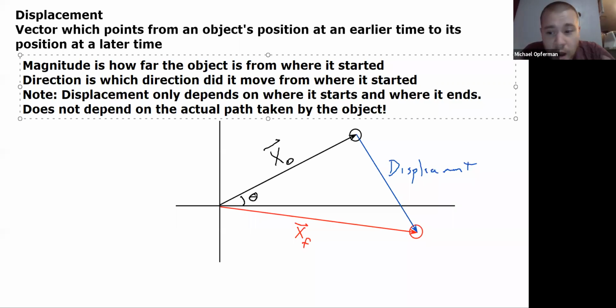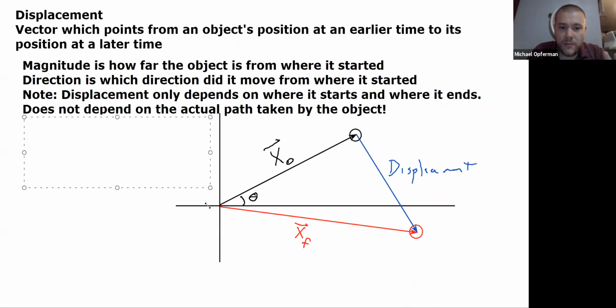I'm not making any statement in my picture here about where the object actually went between the black state and the red state. It might have moved in a straight line directly along the displacement vector. It might have done some crazy path where it went who knows where, millions of miles away, and then come all the way back and ended up a few inches from where it started. Doesn't matter. The displacement vector does not tell you how far the object actually moved during that interval.